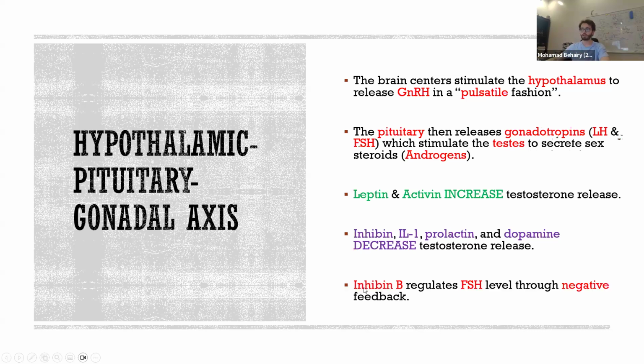Now, an important point regarding inhibin. We have a specific type of inhibin, which is called inhibin B. This is the one I want you guys to remember. This is the one that's specifically made for FSH. And when FSH increases, this inhibin B will make sure to regulate it, to bring it a bit down.